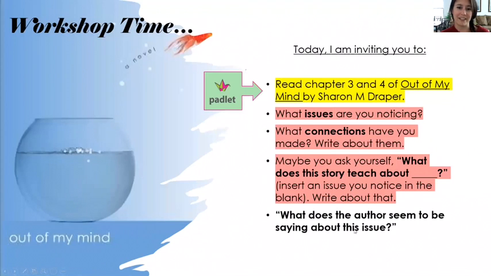So here's what you get to do today. I'm inviting you to go on Padlet and read chapter 3 and 4 of Out of My Mind by Sharon Draper. And I also kept the same 3 ideas from the other days, session 1, whenever you did it, because these are great options for you to think about and work on during your 60 minutes of Reader's Workshop.